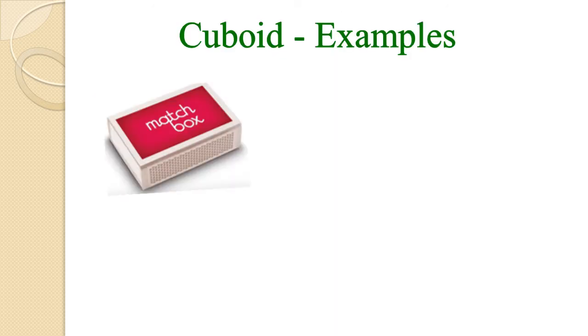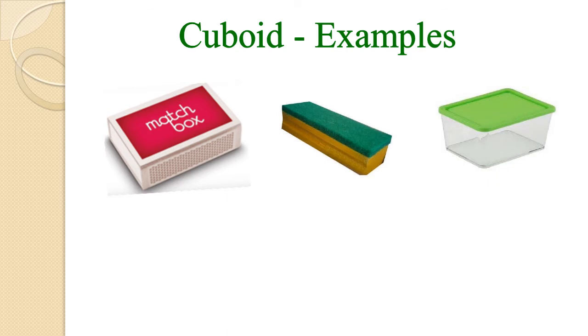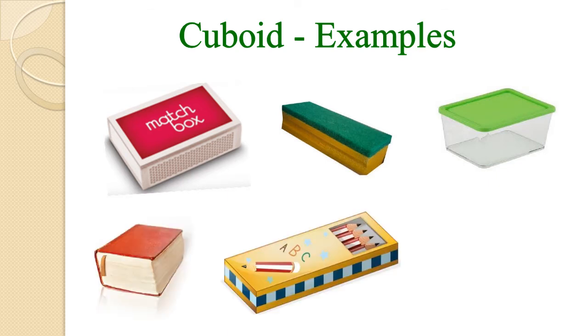So now let's see examples of a cuboid. There are matchbox, duster, snacks box, book, pencil box.